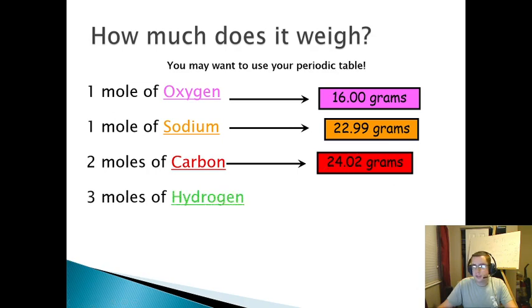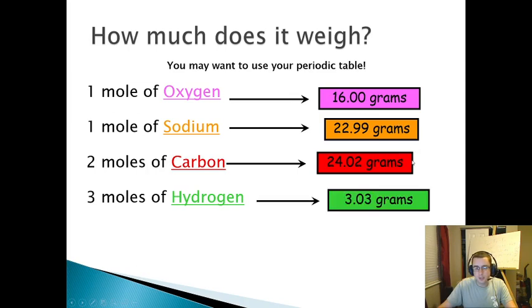3 moles of hydrogen. So again, looking at the periodic table, hydrogen's mass is 1.01. So if we have 3 of them, then, spoiler alert, it's going to be 3.03.